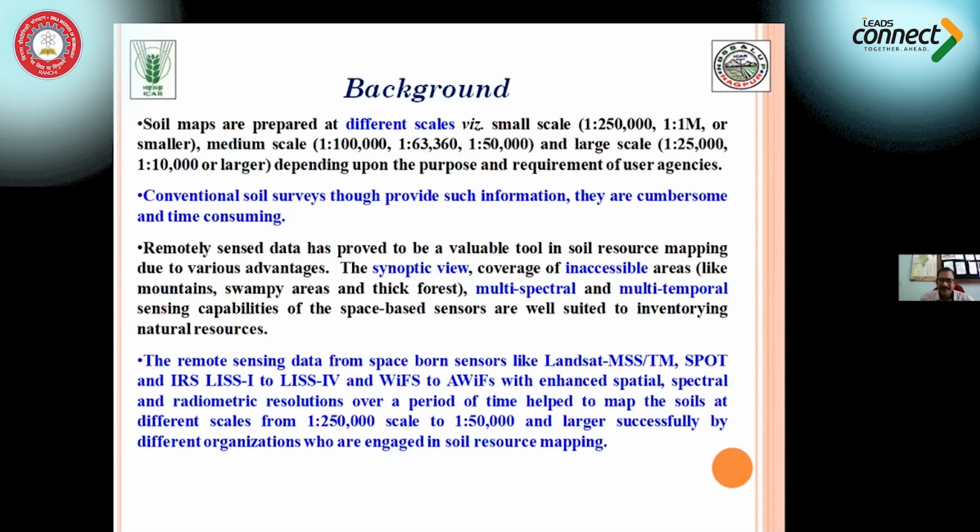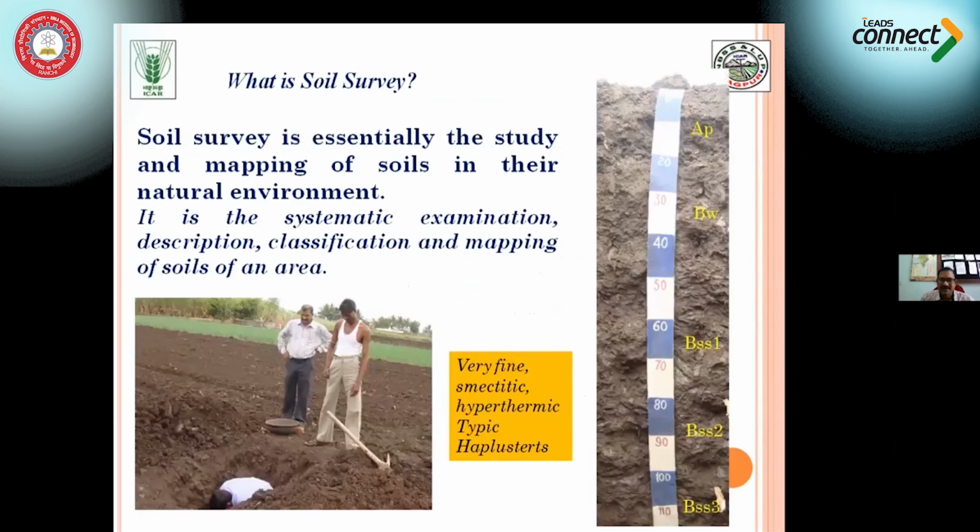Remote sensing data come from space-borne sensors like Landsat, SPOT, IRS LISS-1, 2, LISS-4, and AVIS. Nowadays, with the help of these, soil surveys are made from 1:250,000 scale to 1:50,000 scale, and now it is time for large scale soil mapping. Such data is available for the agencies engaged in preparing various soil resource mapping. Soil resource inventory is nothing but soil survey.